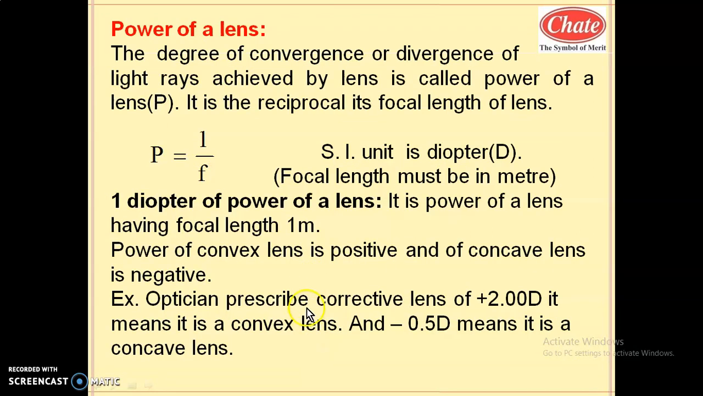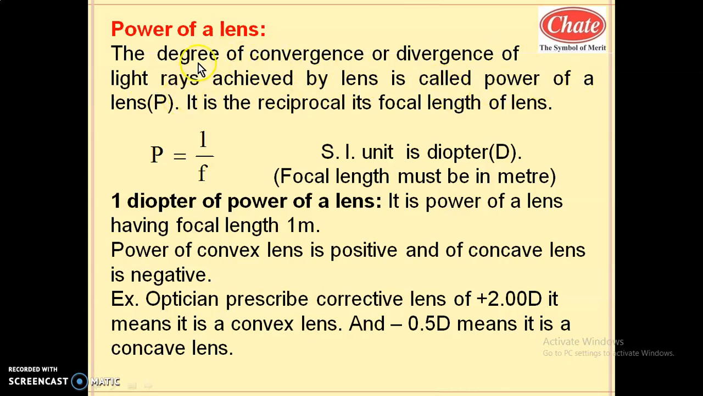Now this is the next heading of this chapter. What is power of lens? The power of lens is nothing but the degree of convergence or divergence of light rays achieved by a lens, which is called power of lens.